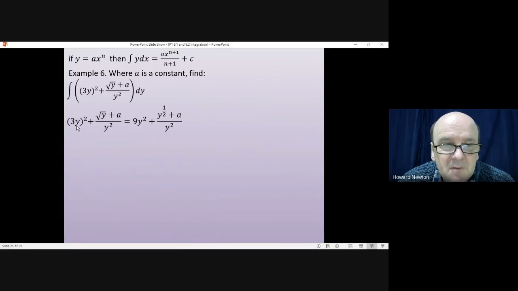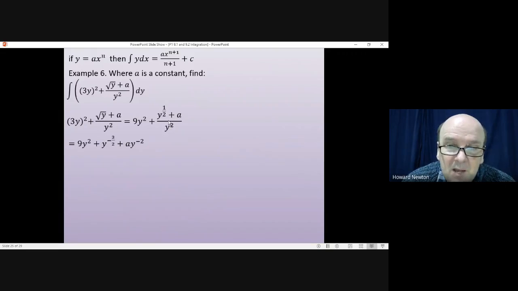Well, this expression here, the 3y squared, 3 3s are 9, and y times y is y squared. I've chosen to write the root y as y to the half, and then plus a over the y squared. And then both of these I can divide by y squared individually. So I've still got the 9y squared there on the front, and I'll do a half take away 2, which gives me y to the power of minus 3 over 2. And I've got a over y squared, which is the same thing as ay to the power of minus 2. Now all three terms are written in the standard form.